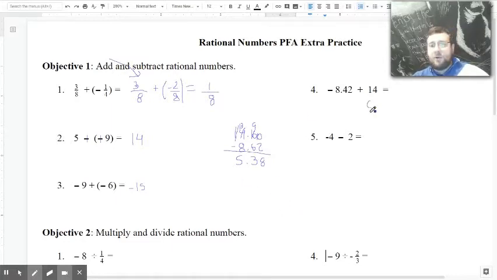Now, because 14 is bigger, I will keep the sign of the biggest. That's what you do. Find the difference, keep the sign of the biggest. So it's positive 5.38. Last but not least, one last subtraction problem. Do not mess with the sign of the leading number. Leave it alone here, and then change the sign of the next number. Change the sign of the operation, change the sign of the number that follows.